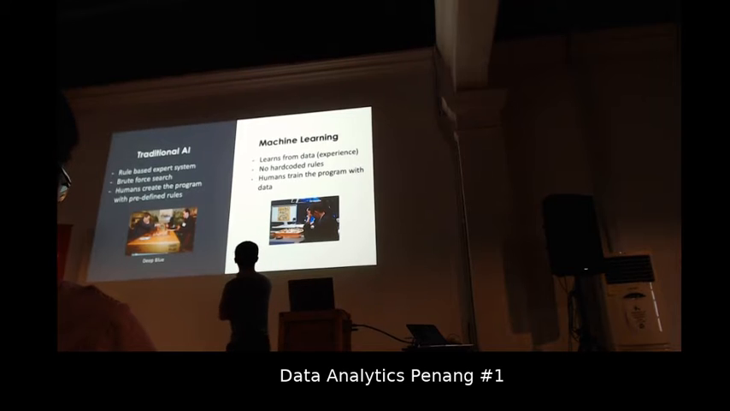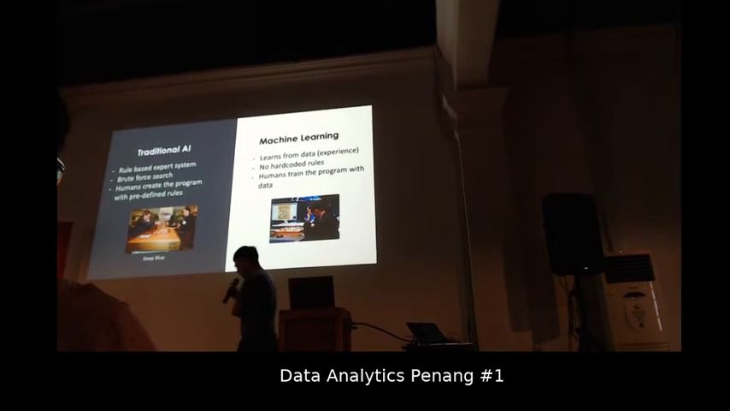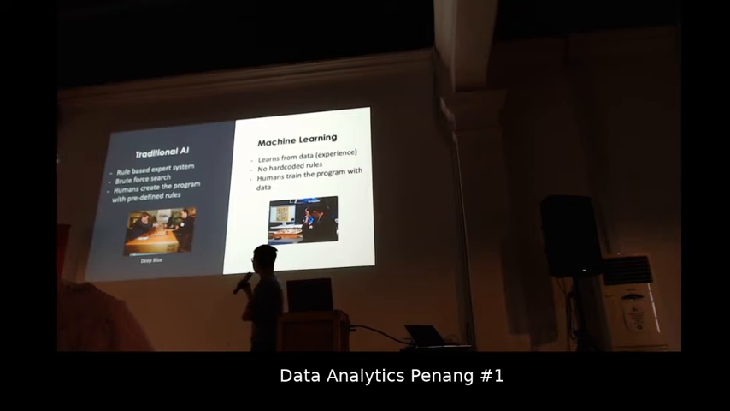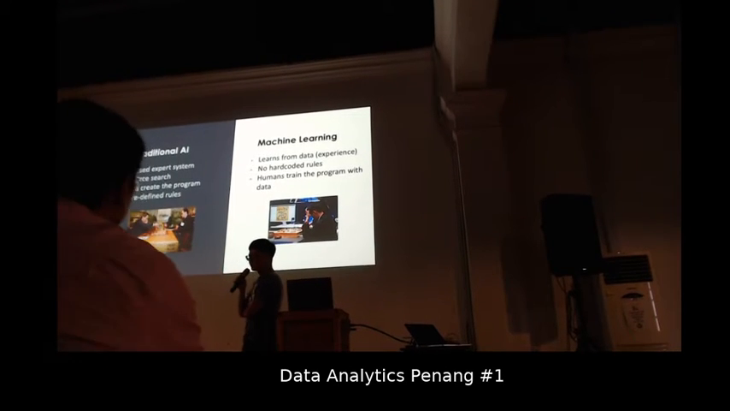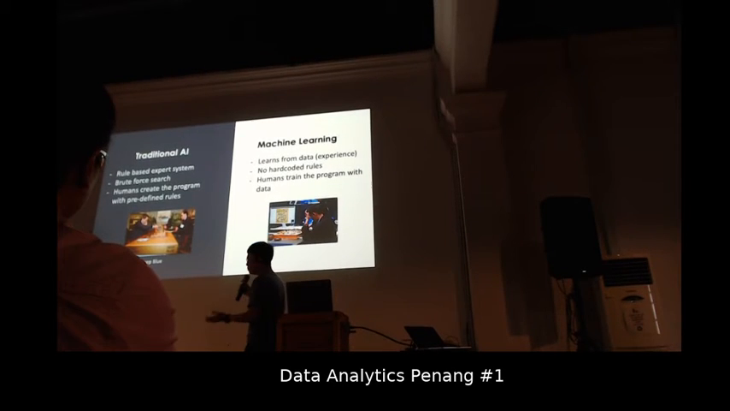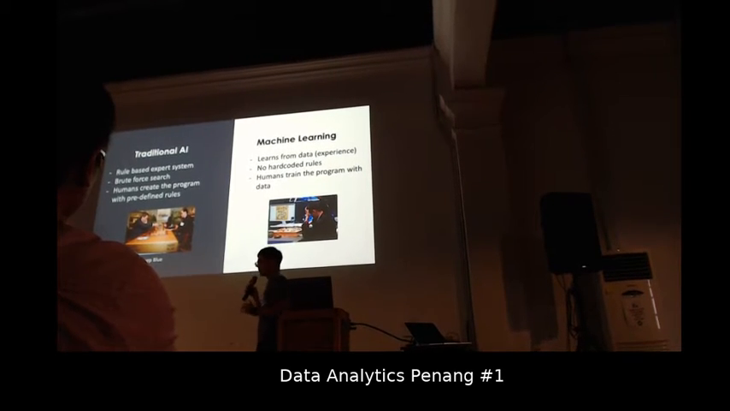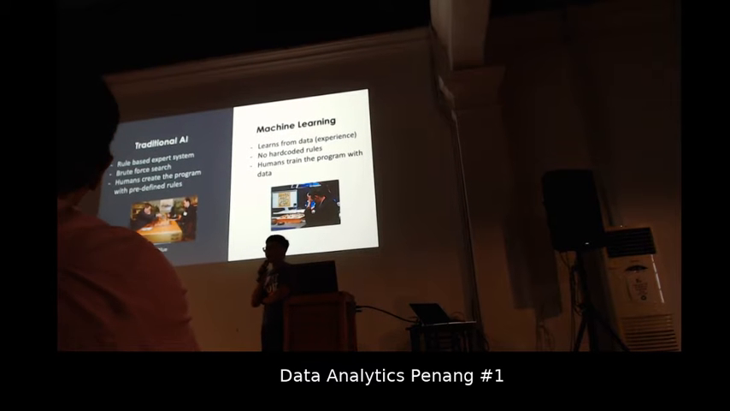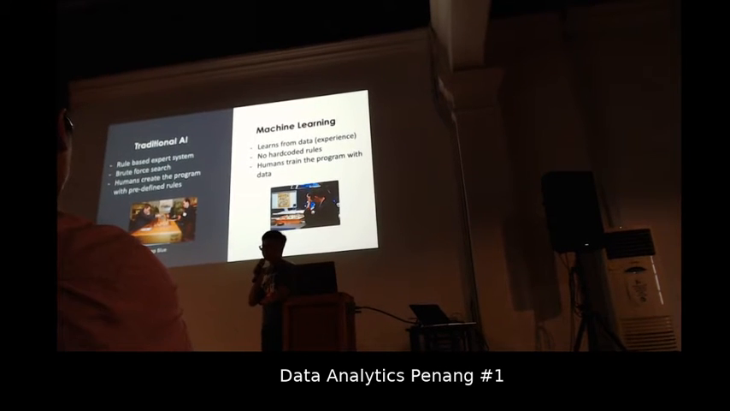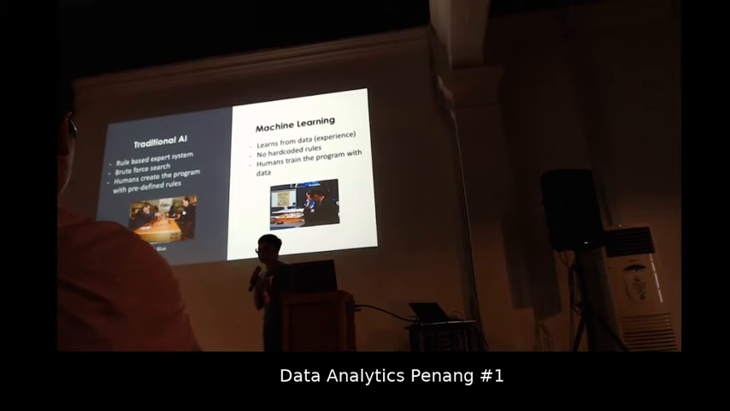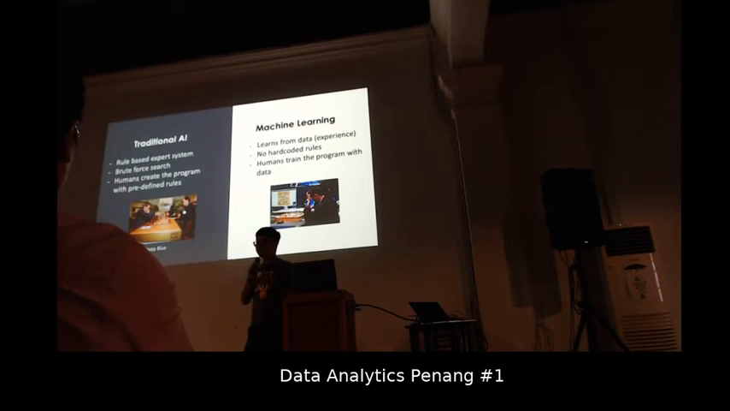And recently, machine learning became a hot topic. One reason is AlphaGo. AlphaGo was created by Google, which utilizes deep learning, a subset of machine learning. The difference between Deep Blue and AlphaGo is that AlphaGo doesn't have any hardcoded rules. We programmers don't code any hardcoded or predefined rules to make the program learn how to play the game.